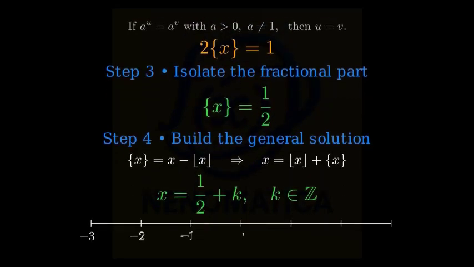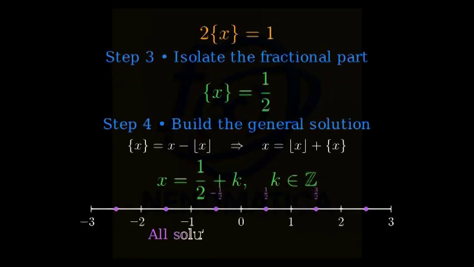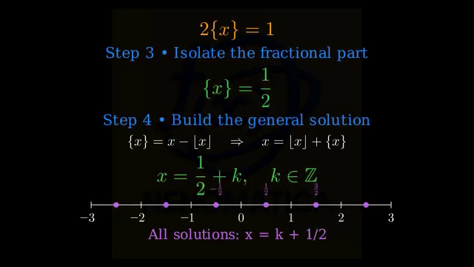Every solution sits exactly halfway between consecutive integers. That means dots at -2.5, -1.5, -0.5, +0.5, 1.5, 2.5, and so on.